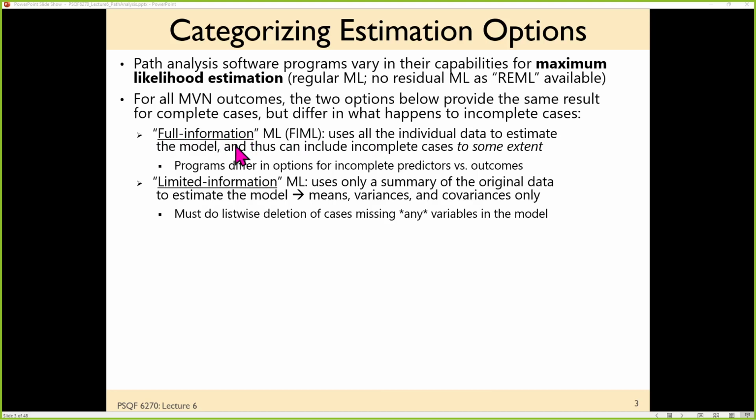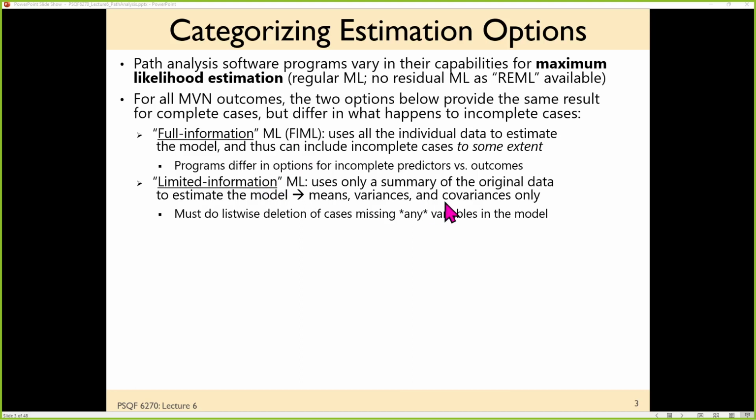So the term full information, you will see this term used a lot. FIML is the acronym for that, FIML. And that means that it uses all of the original data to estimate the model. So all of the original response patterns, the raw data. And because it uses raw data, you are allowed to have missing information to some extent.